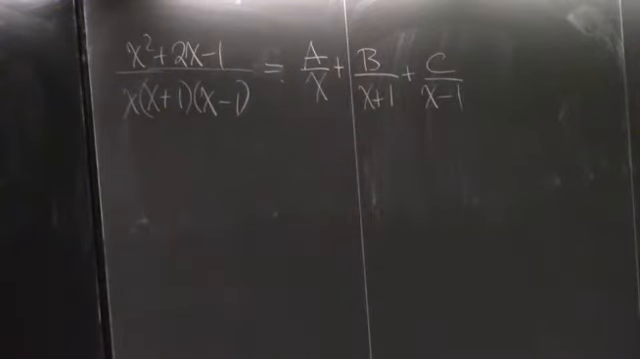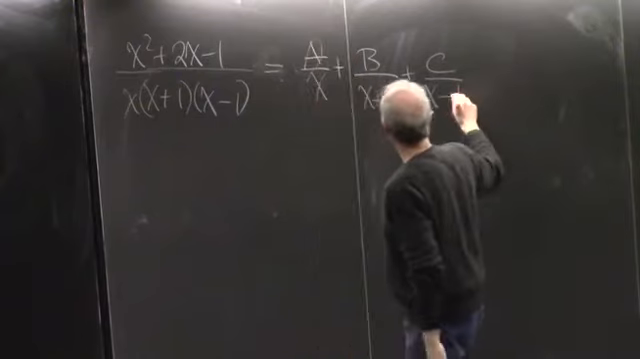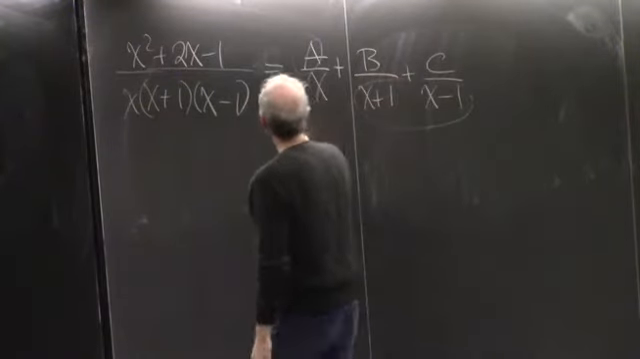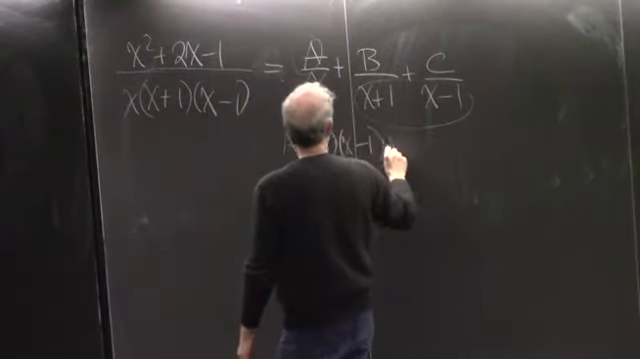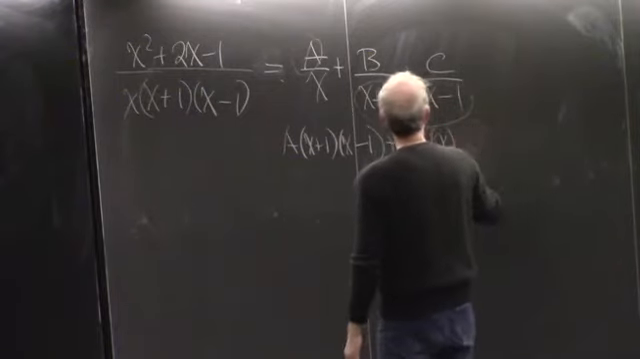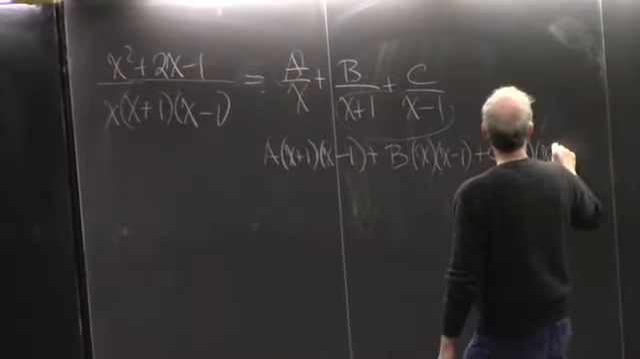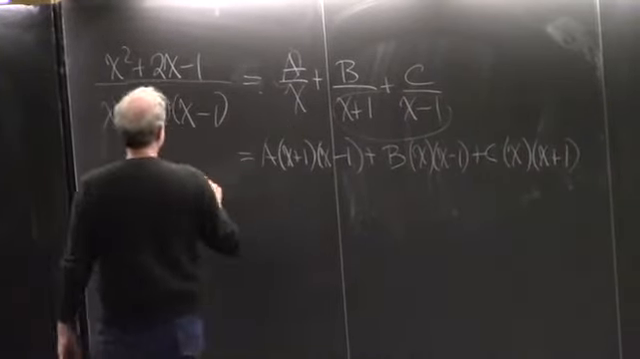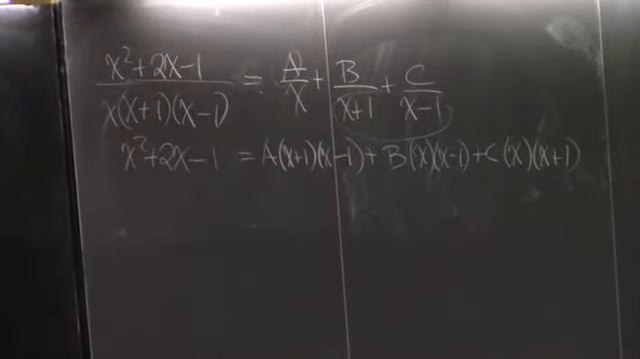Okay? So you're going to end up with three equations and three variables. I won't do all the steps for you, but a is going to get multiplied by these two. So a is going to be times x plus 1, x minus 1. B is going to get multiplied by x and x minus 1. And C is going to get multiplied by x and x plus 1. And that's going to equal x squared plus 2x minus 1.